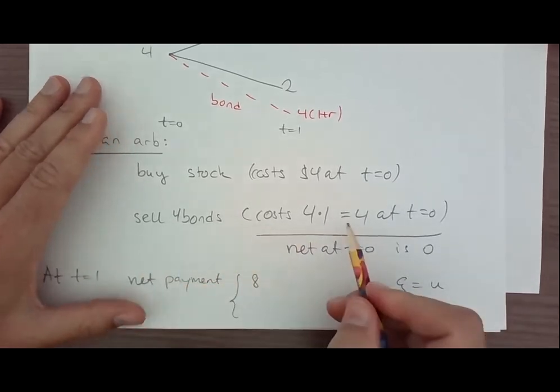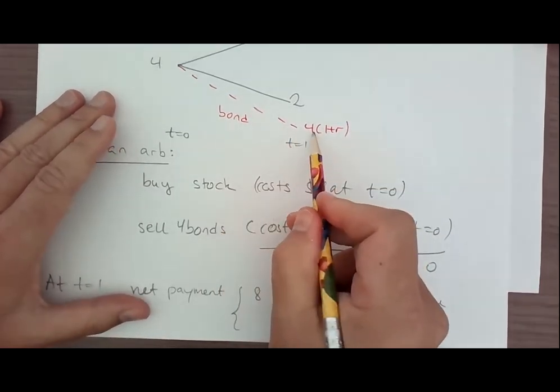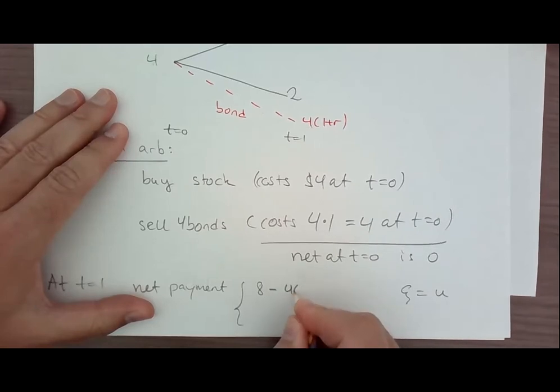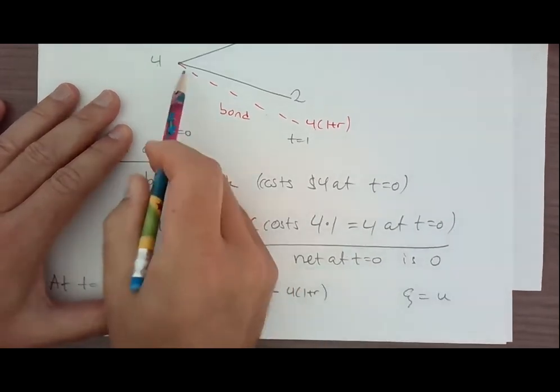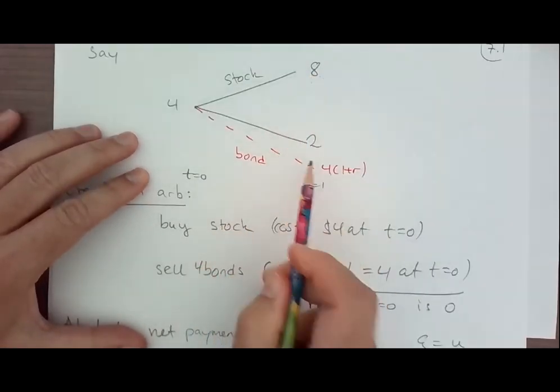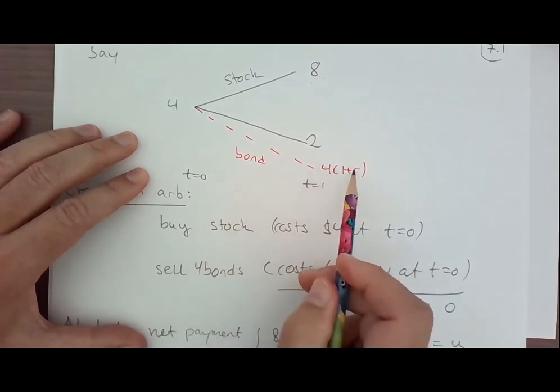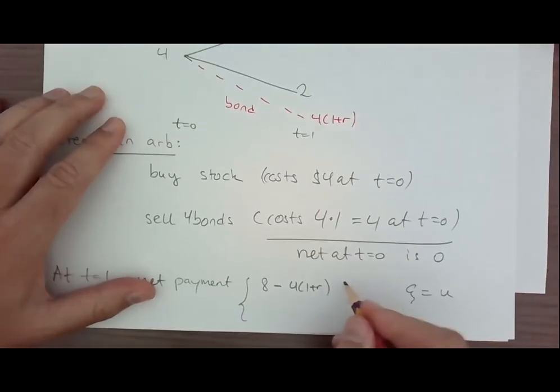But you also sold bonds. Okay, so you have to pony up the payment. So this is going to give you minus 4 times 1 plus R. But if this is the red line, 8 is going to be much bigger than 4 times 1 plus R. So this here is positive.